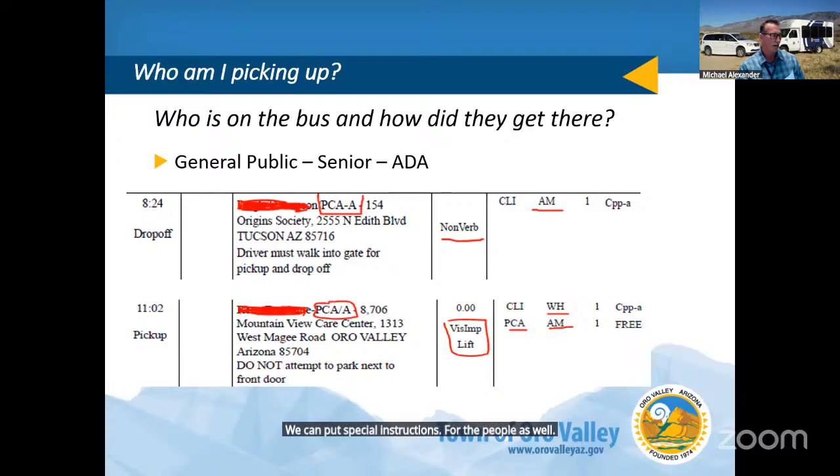The next one on the bottom, again PCA and ADA, visually impaired. You have to have the lift, but this person has a PCA going with them as well. So the client is in a wheelchair, and the PCA can walk on. But again, they could be walking and it takes them longer. So you have to allow time for all these different people, allowing for their abilities to walk on and off the bus.